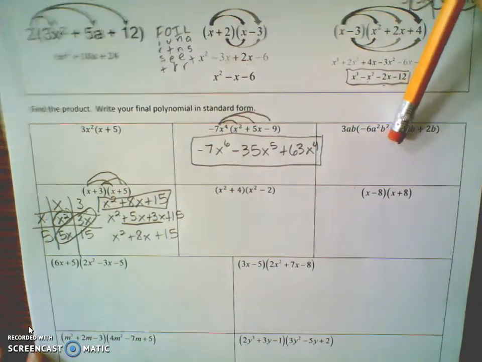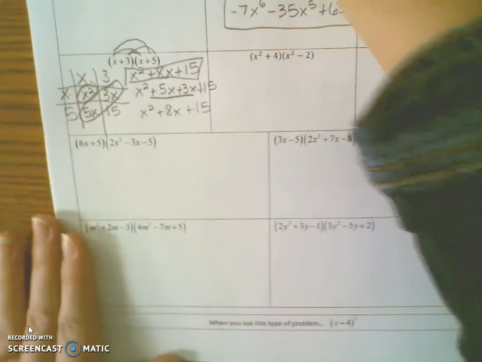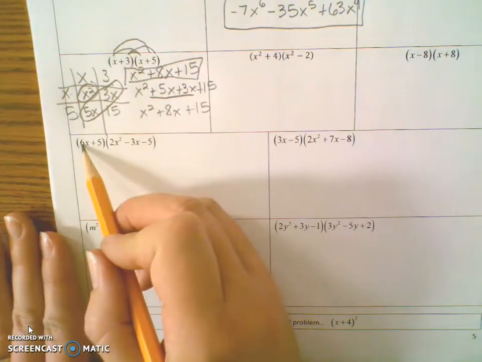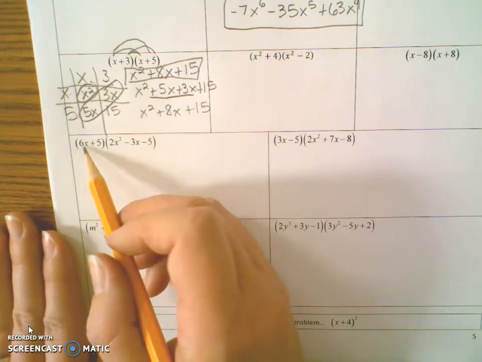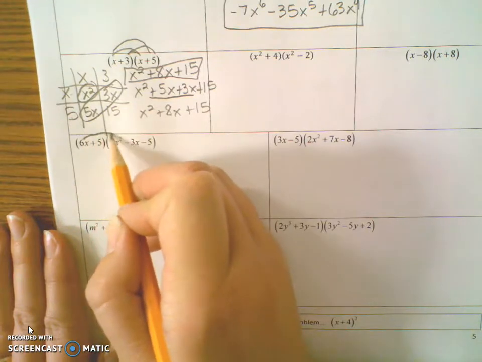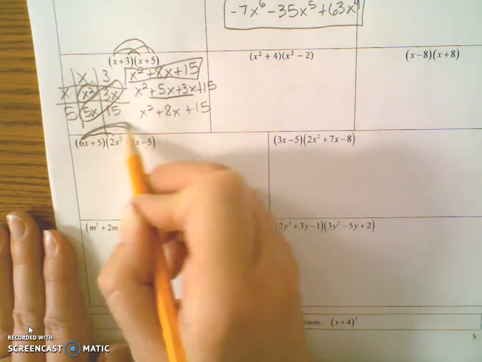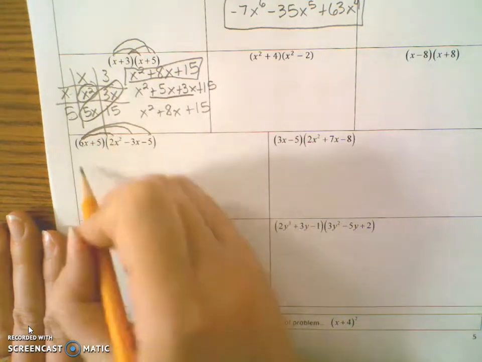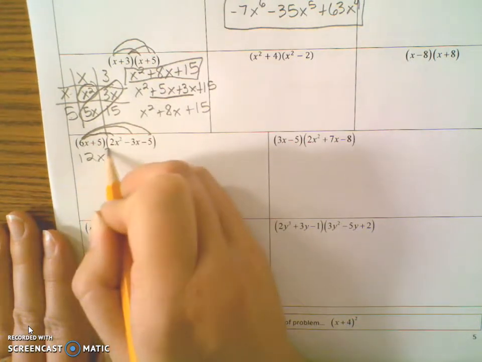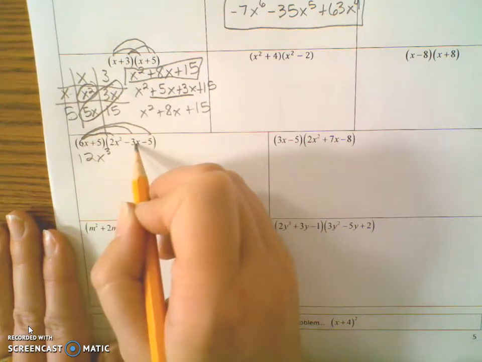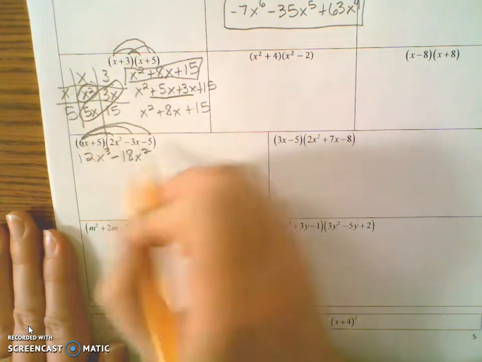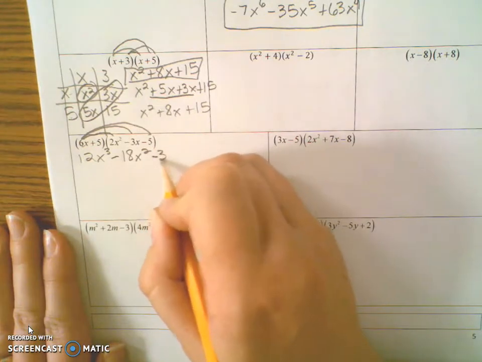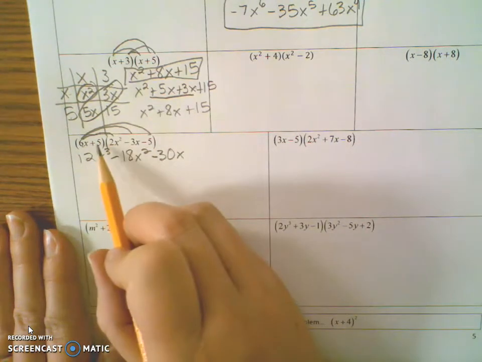And we're going to do one more that has a little more to it. So that's this one down here. So once again, you could either use the grid or you could use the distribution property. I'm going to use distribution. You can do it either way. So we're going to do 6x times 2x squared, so that's 12x to the third. 6x times negative 3x is negative 18x squared. 6x times negative 5 is negative 30x.